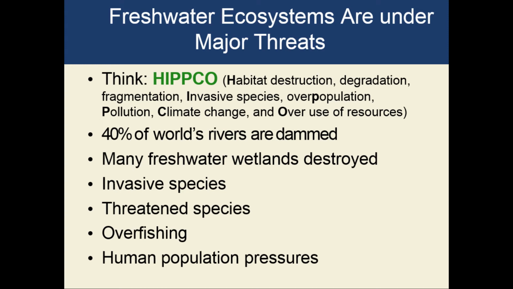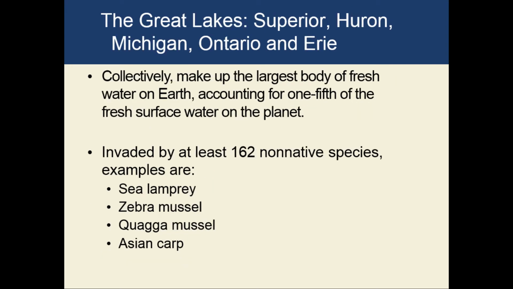Another is that 40% of the world's rivers are dammed, which causes major problems to freshwater ecosystems. Another is freshwater wetlands are being destroyed, invasive species, threatened species, overfishing, and lastly, human population pressures. The Great Lakes, known as Superior, Huron, Michigan, Ontario, and Erie, collectively make up the largest body of fresh water on Earth, accounting for 1/5 of the fresh surface water on the planet. It is invaded by at least 162 non-native species. Examples are sea lamprey, zebra mussels, quagga mussels, and Asian carp.